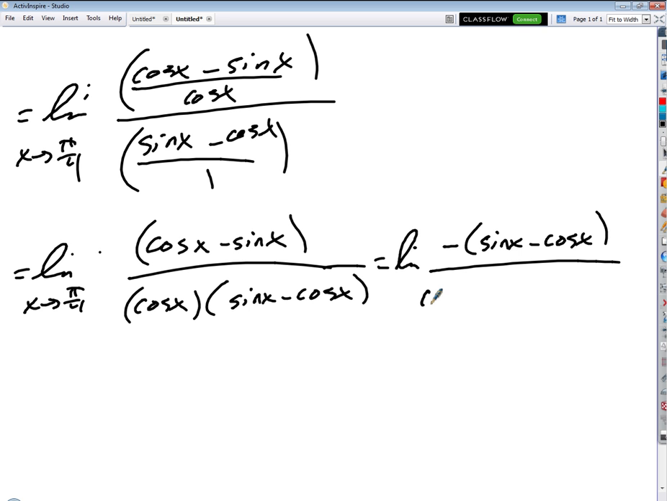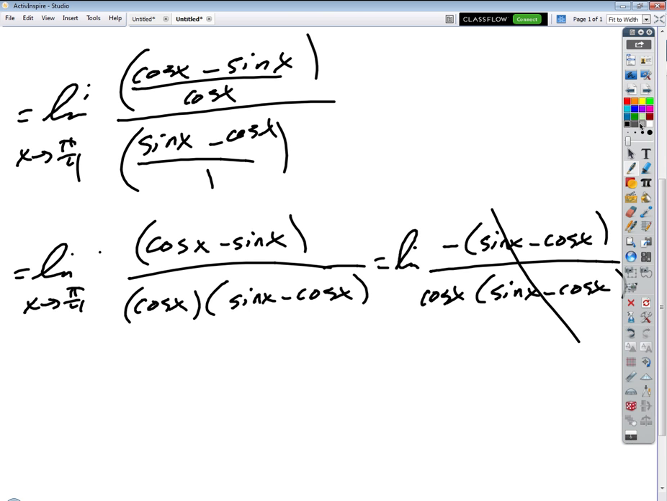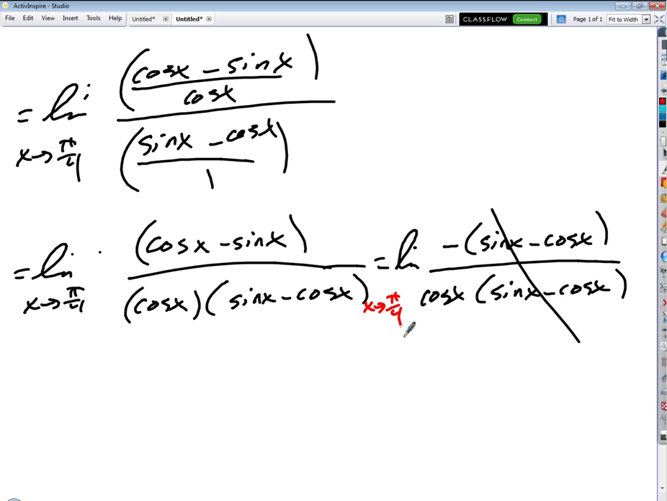And now on the bottom we've got cosine x times sine x minus cosine x, and look what happens. There's our indeterminacy, right? Because isn't the sine x minus cosine x what caused the 0? Yep. Aha, right? So now those go away, and now we can take our limit as x approaches pi over 4. What do we get?